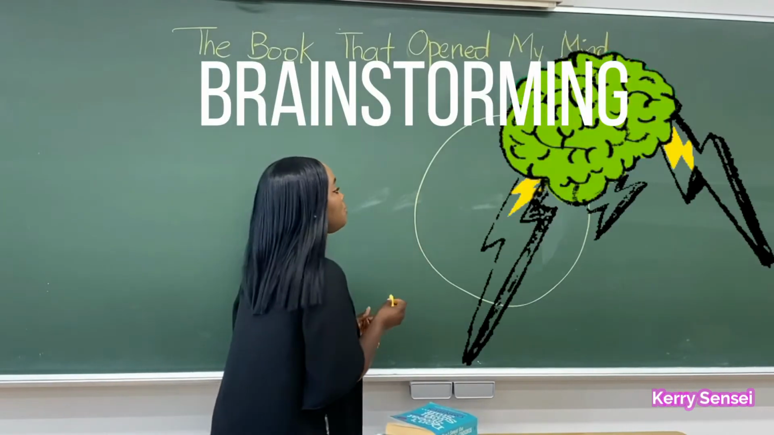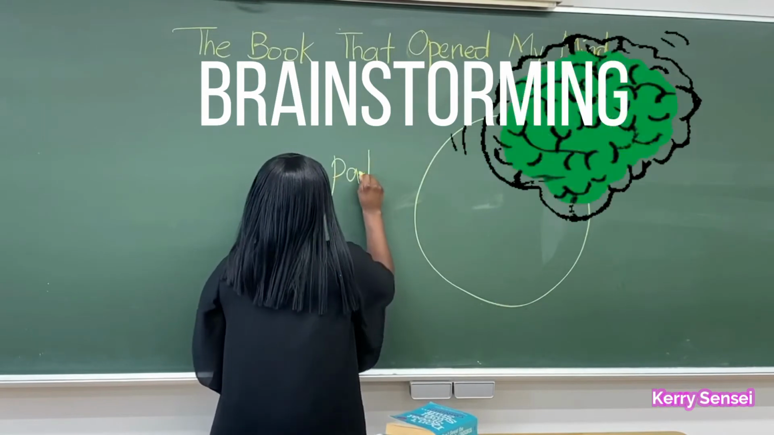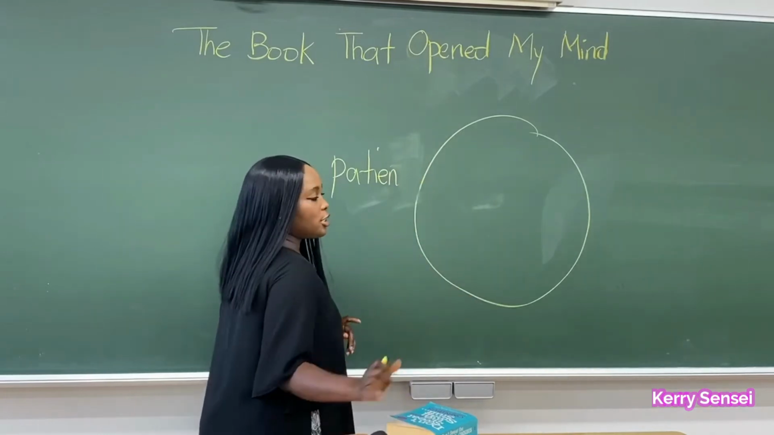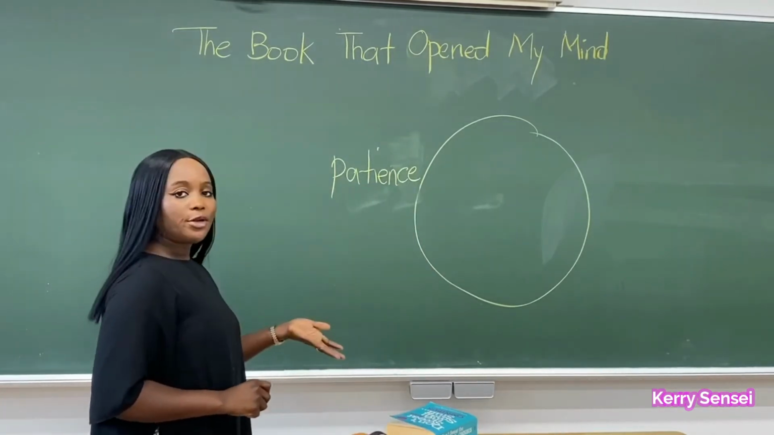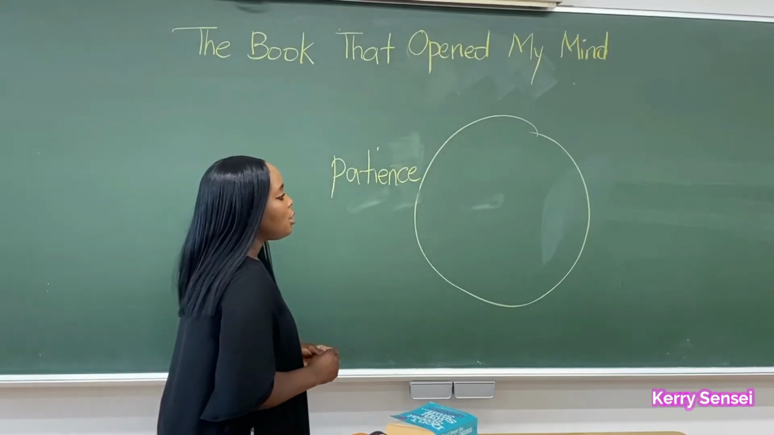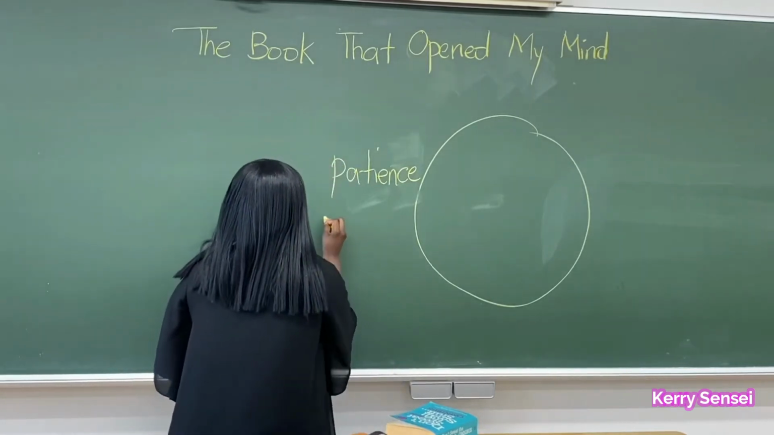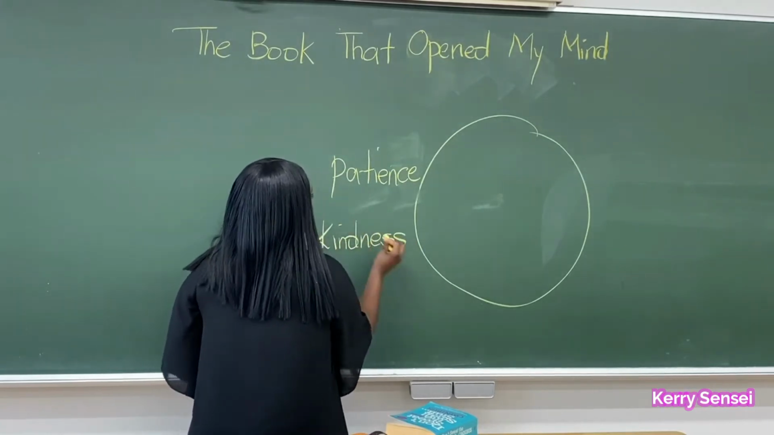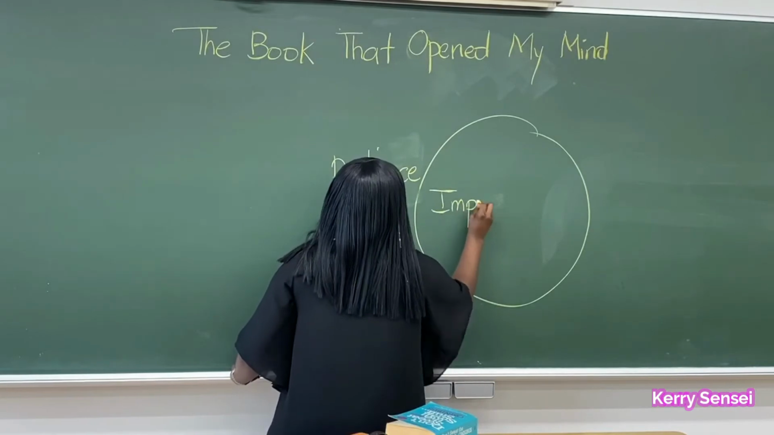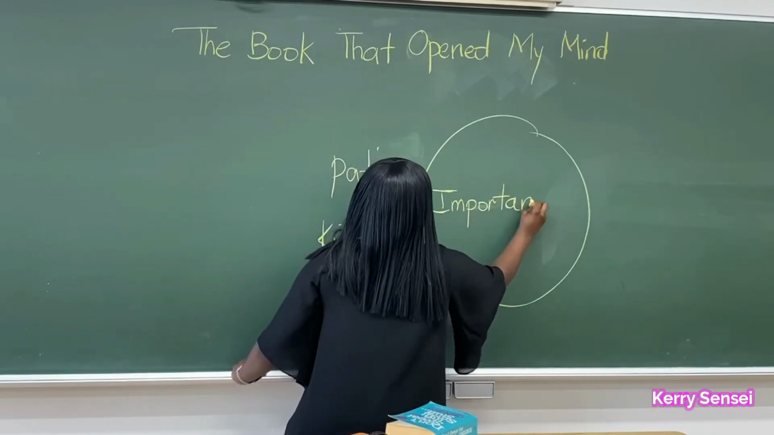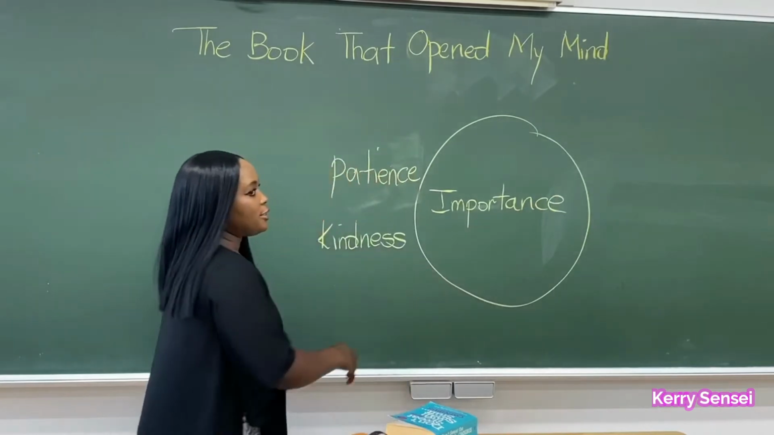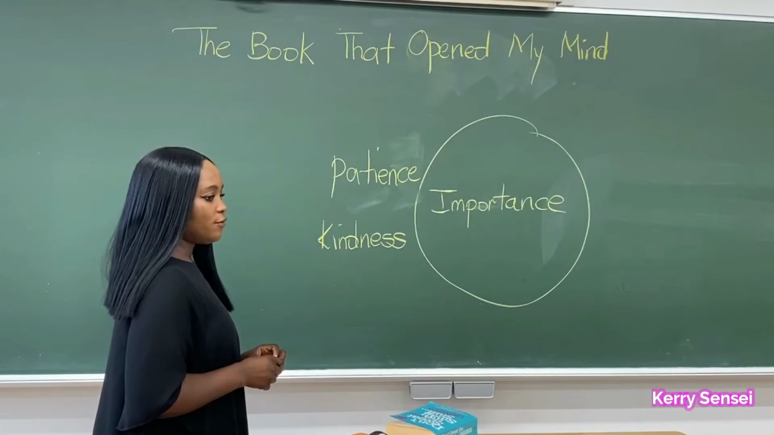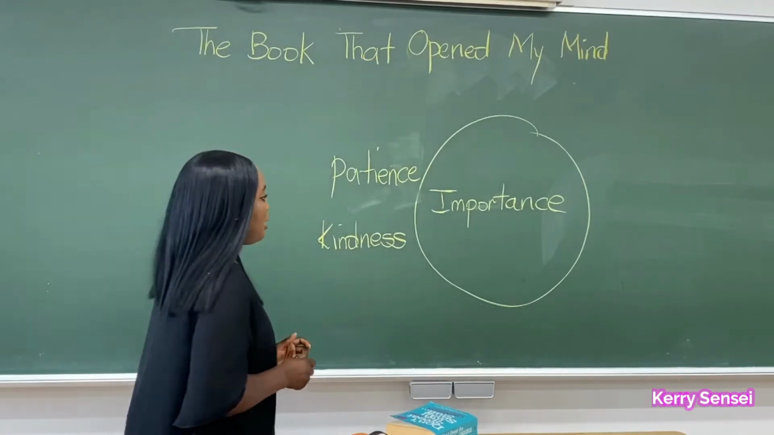All right, so this book taught me about patience. Patience is the noun, not the adjective. It also taught me kindness, the importance of kindness. So let's put importance in the middle of the graphic organizer because this is the central tenet. The importance of patience, the importance of kindness, the importance of time management.